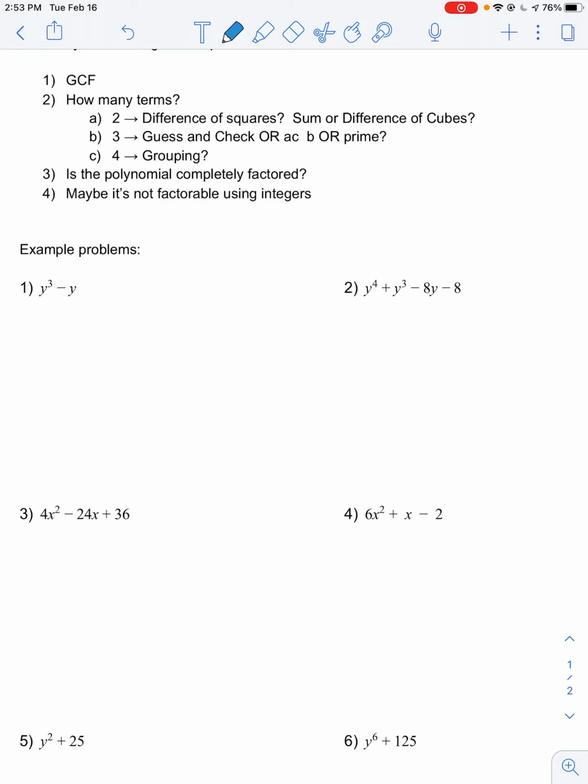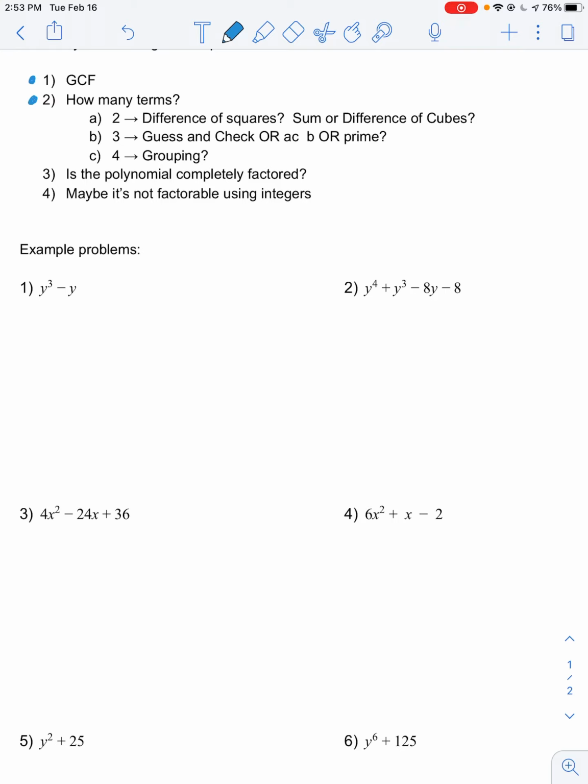The first thing that you want to look for is a GCF. If the polynomial has a GCF, you want to factor that out first, and that'll make the rest of the steps a little bit easier to follow. The next step, or if it doesn't have a GCF, the first step, would depend on how many terms this polynomial has. If it has two terms, you're going to look for difference of squares or sum and difference of cubes.